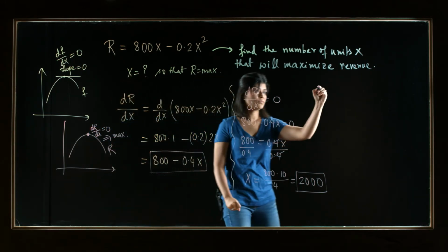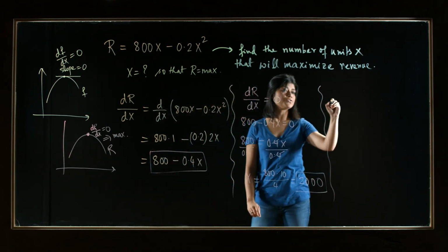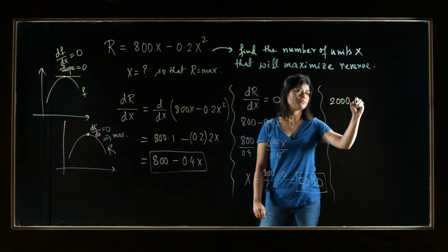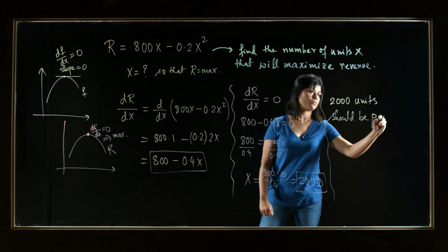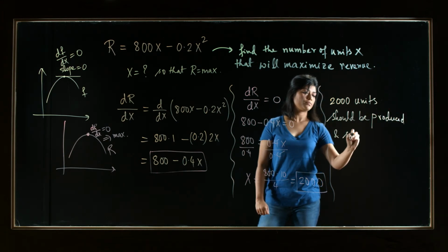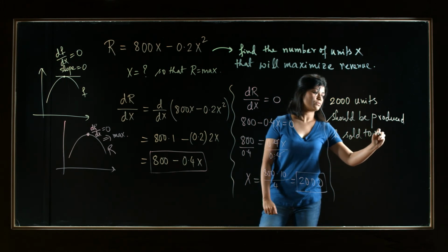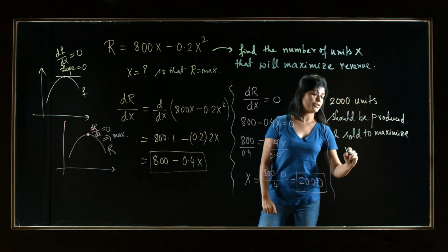And so our answer is that 2,000 units should be produced and sold to maximize revenue.